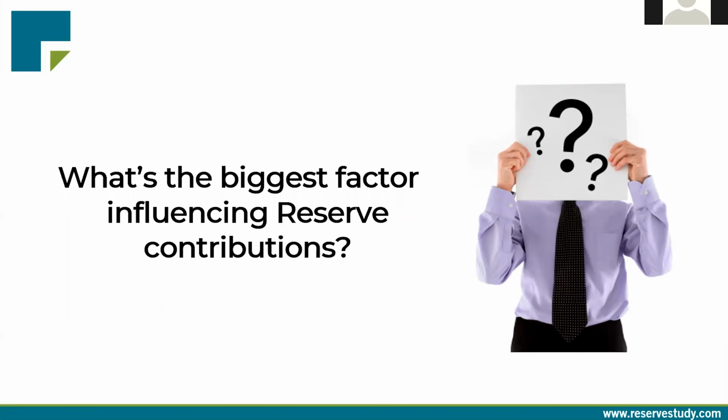So let's start with the biggest influence. What do you think is the biggest influence on your reserve contribution rate? Got an idea? The largest influence on the contributions are the components of your association, and they're found on the component list. The variety, quantity, and condition of your common area assets define those upcoming expenses, and those expenses are the ones that your contributions are designed to offset. All the rest of the reserve study is built on the foundation of the reserve component list.